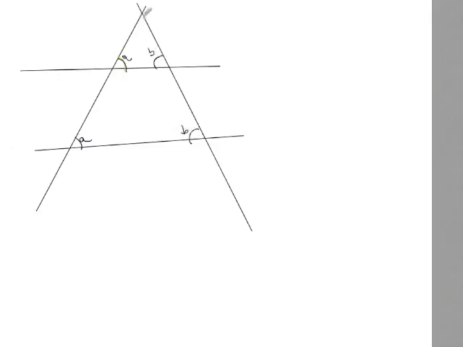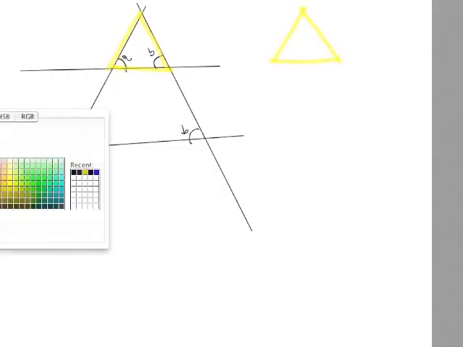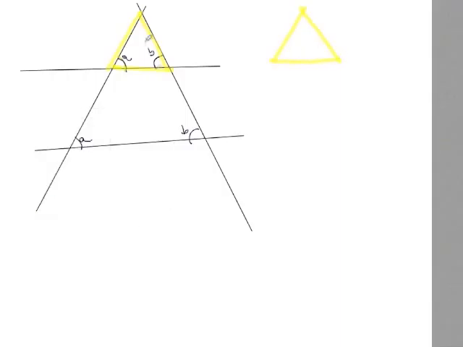Now what I want you to notice is that there is a triangle formed right over here, this triangle right there. And I will pull it out so you can see that. And I'd like you to notice that there is another triangle that is being formed, which is this one right there. And I want to pull that one out as well.